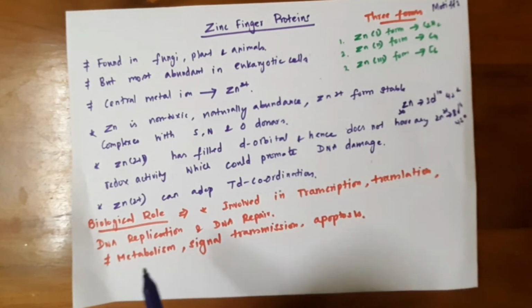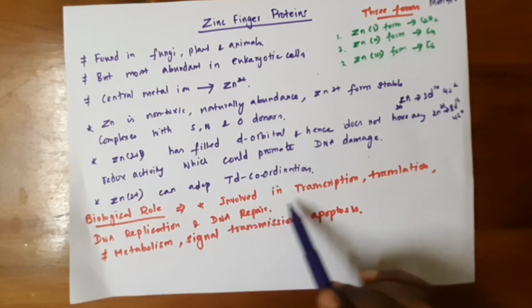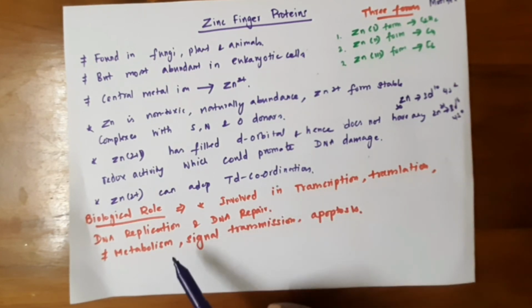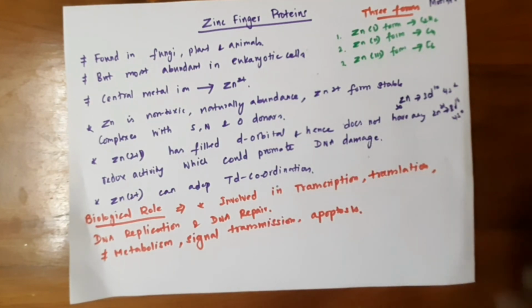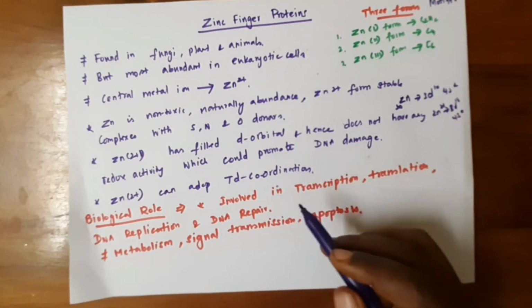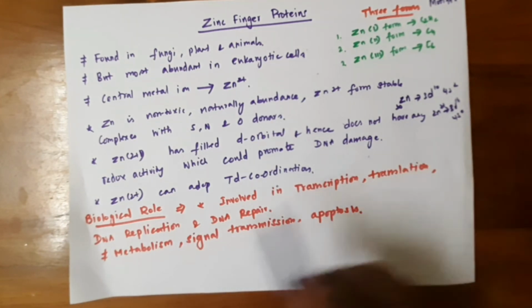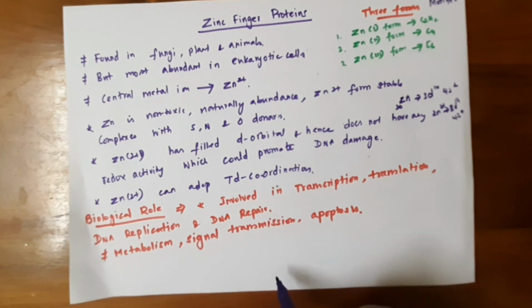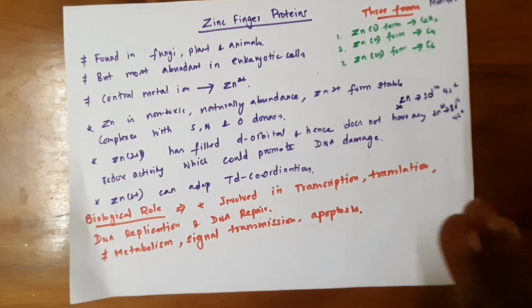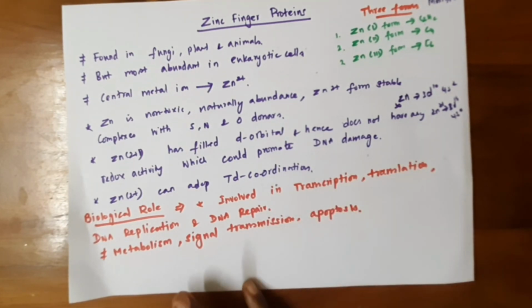If you see the biological role of the zinc proteins, they are involved in transcription, translation, DNA replication and DNA repair. A very important, crucial role of the zinc finger protein is that it triggers the cell apoptosis reaction. It also involves signal metabolism, signal transmission and apoptosis reactions. And this is about the zinc finger proteins.